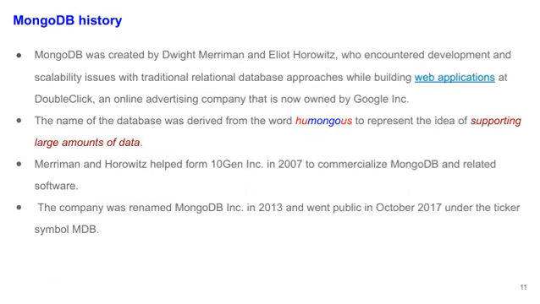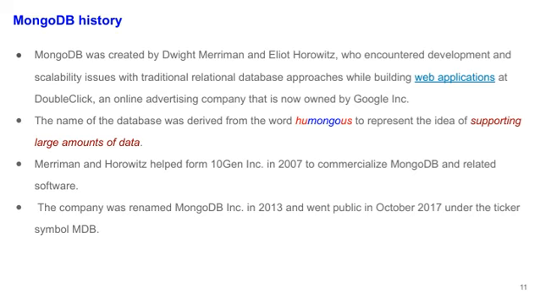MongoDB was created by Dwight Merriman and Elliot Horowitz, who faced some significant challenges with traditional relational databases while developing web applications at DoubleClick, which is now part of Google. They realized that the existing systems weren't scaling well or handling large amounts of data efficiently. The name MongoDB actually comes from the word humongous, symbolizing its ability to support very large data sets. It's a fitting name because MongoDB is designed to handle big data needs, which is a core theme of this presentation.